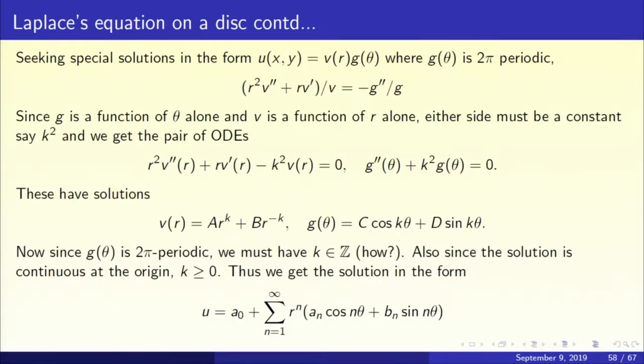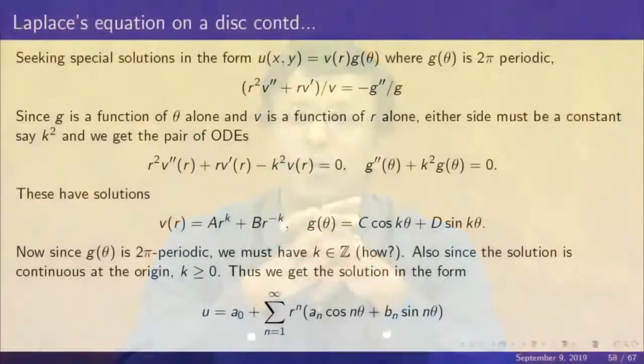The first equation, r squared v double prime plus r v prime minus k squared v equal to 0. What is it? It is a Cauchy-Euler equation. So you must now recall how to solve a Cauchy-Euler equation. You must feed in the trial solution v of r equal to r to the power m. Then r squared v double prime will be m into m minus 1 r to the power m. r v prime is simply m r to the power m.